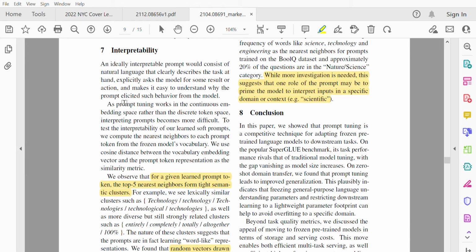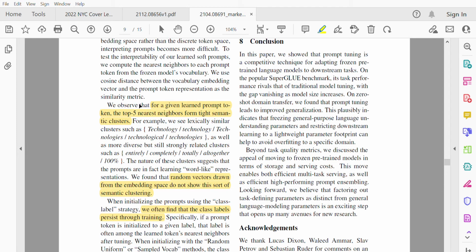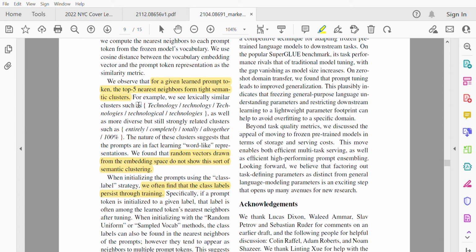Oh yeah, this interpretability section is also really great. I think it's very cool to give an idea of what prompting or prompt tuning is doing. So they find that for a given learned prompt token, the top 5 nearest neighbors of that token form tight semantic clusters. So you have your vector representation of whatever that token is, right? And they find that it is relatively similar to technology. They also find that random vectors drawn from the embedding space do not show this sort of semantic clustering.